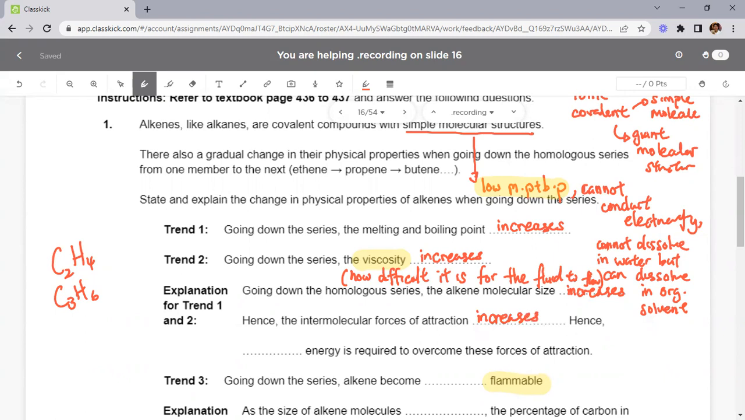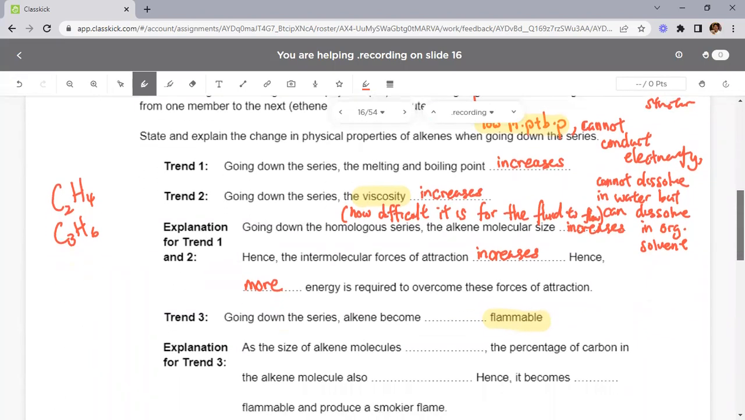Okay, so if the intermolecular force of attraction increases, more energy is required to overcome this force of attraction. That's why your melting and boiling point increases when the molecule gets bigger. When the molecule gets bigger, the viscosity also increases because it's harder to overcome that force of attraction, so it's harder to flow. So this is the explanation for trends 1 and 2.